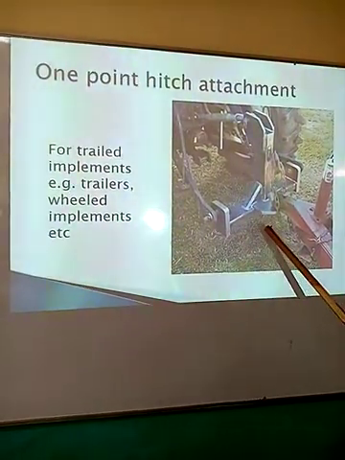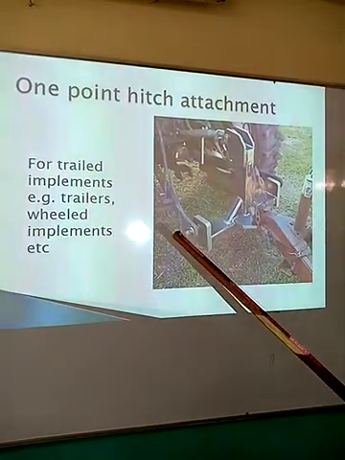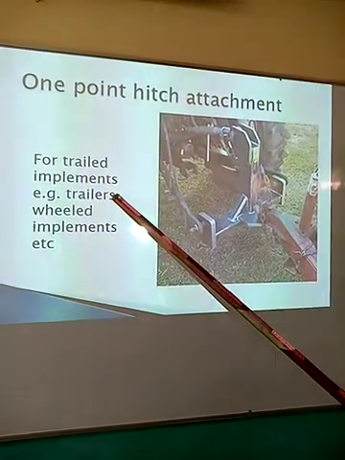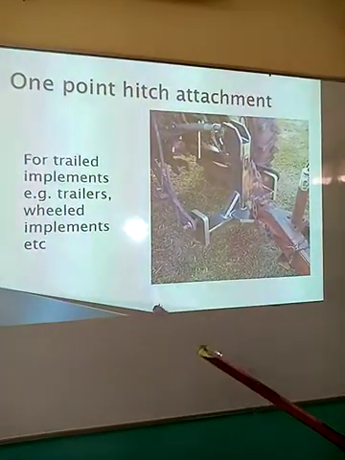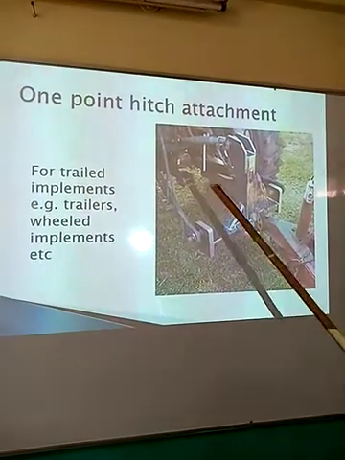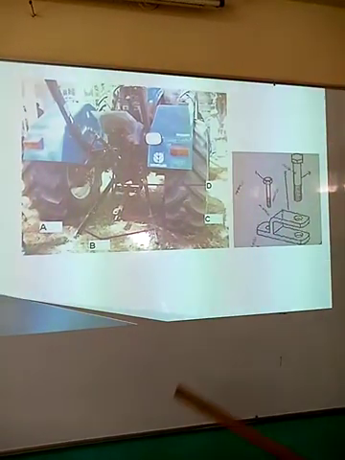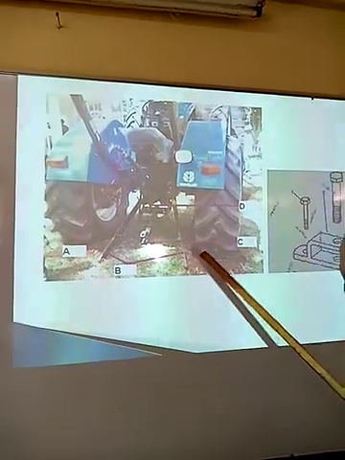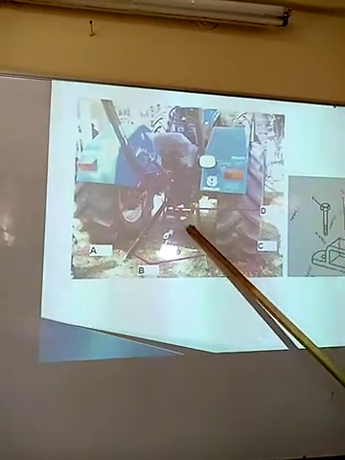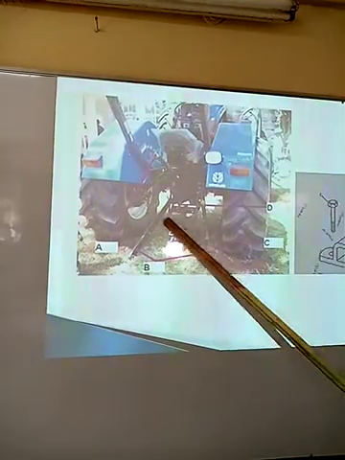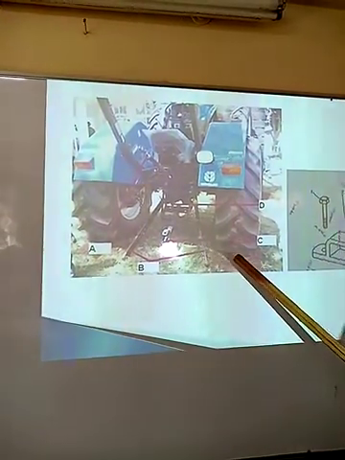And it is a common method of attachment for trailed implements, those implements that are trailed or pulled by the tractor. Like we talk about the trailers for transportation of goods to the farm or from the farm, and other wheeled implements, implements that have got wheels that are supposed to be pulled along. So one-point hitch attachment is for trailed implements, those that are pulled along. If you look at this photo of a tractor displayed here, this point which we have labeled as C is the drawbar, the point which we are calling the one-point hitch attachment. It's the one that's providing a surface for attachment of the implement to the tractor.